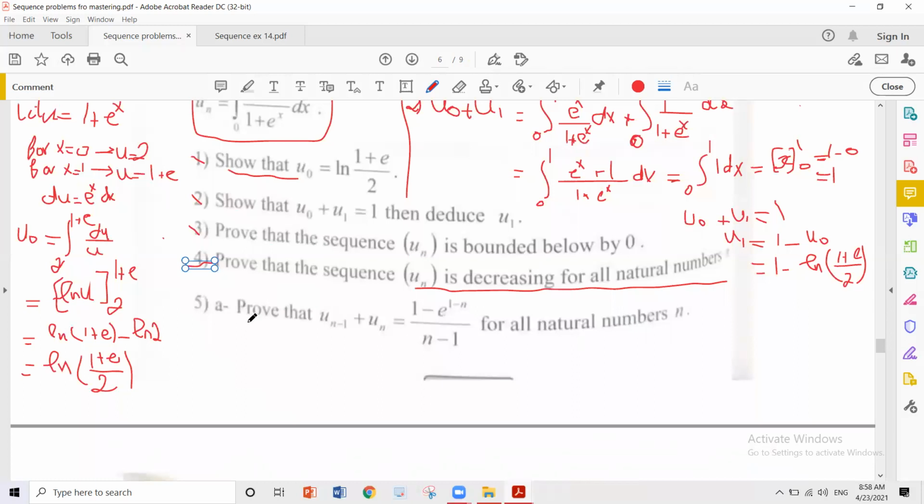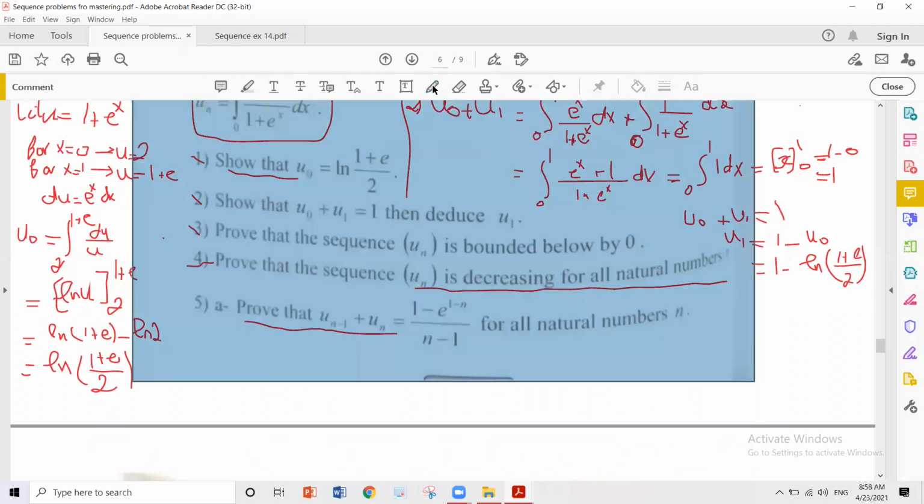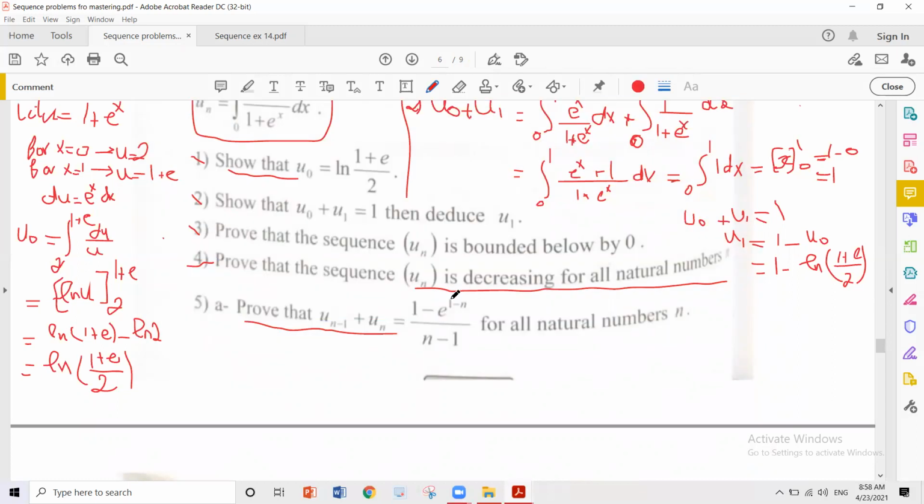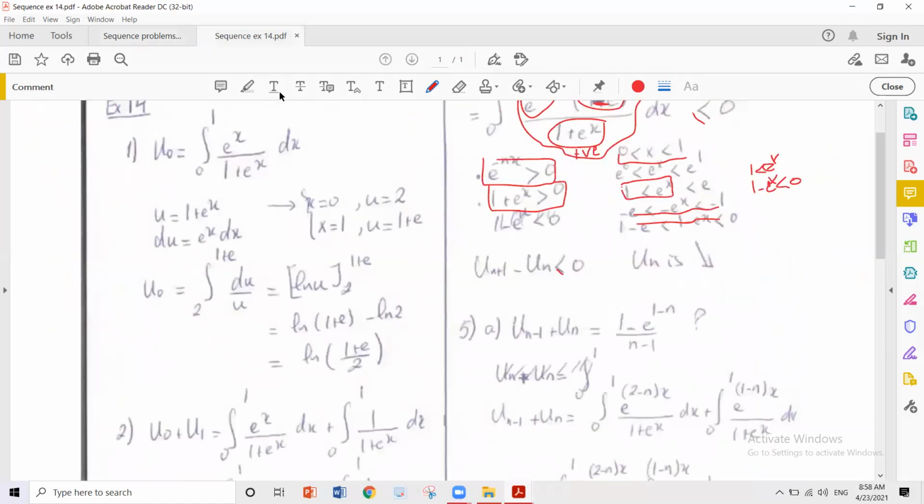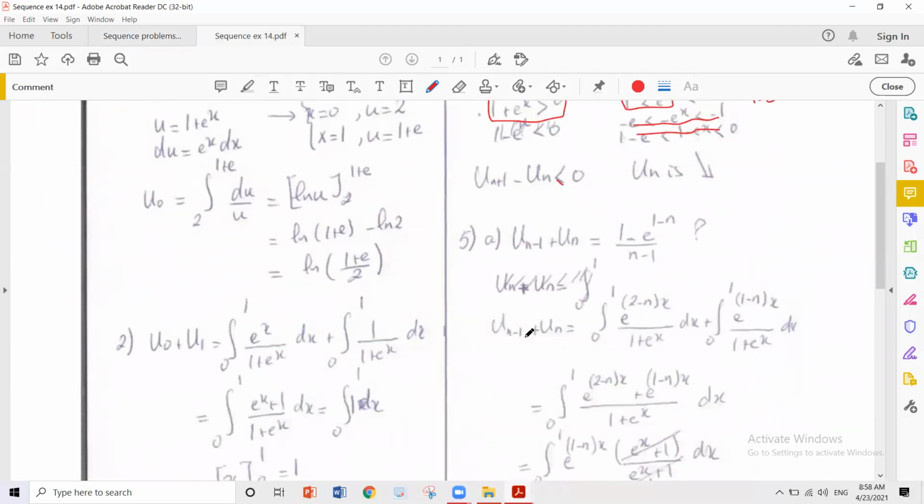Prove that u_{n-1} + u_n equals (1 - e^{1-n})/(n - 1). Prove that u_{n-1} + u_n. What is u_{n-1}? u_{n-1} plus u_n.